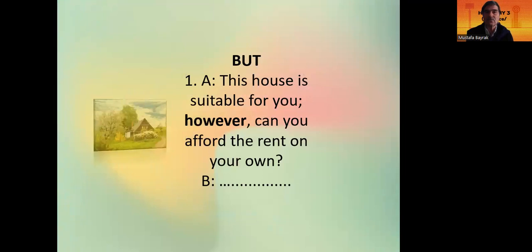Now let's start from this page studying but group conjunctions. For example, this house is suitable for you. However, can you afford the rent on your own? No, unfortunately, I can't afford the rent on my own. Maybe we can rent it with 2 or 3 other friends.